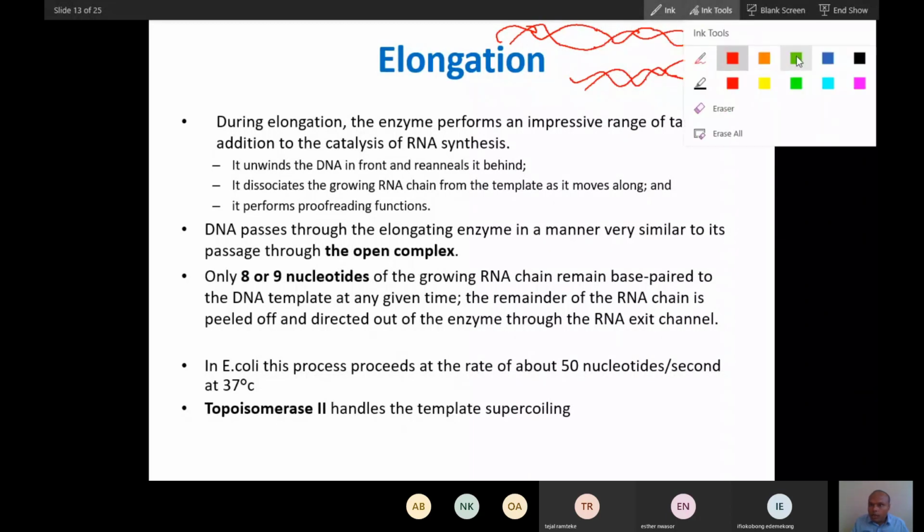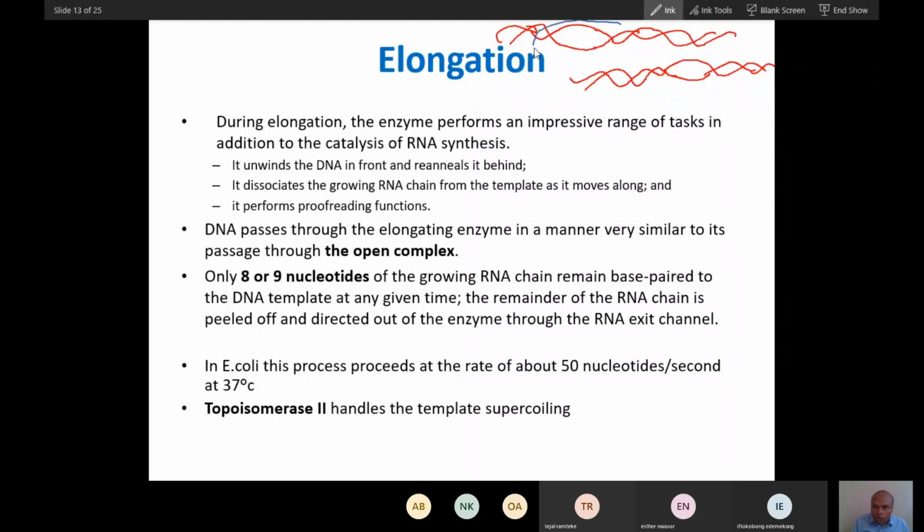So this loop will travel with RNA polymerase. What does RNA polymerase do? As RNA polymerase moves, it unwinds this two-strand DNA, and at the same time it will synthesize RNA, and then the RNA will be released.